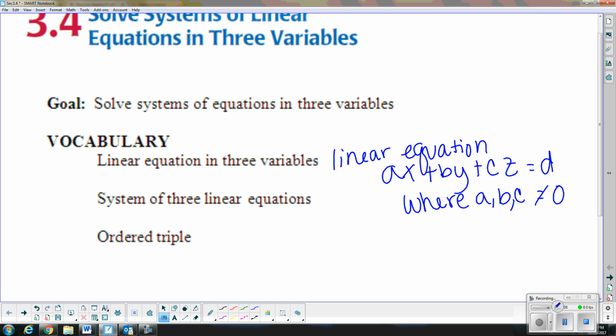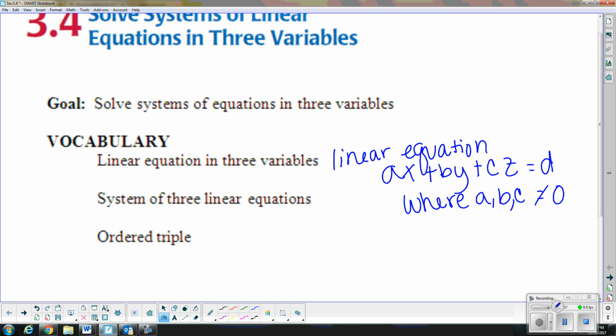As a general definition, we have to say they don't equal 0 because if one of these variables, a, for example, if a was 0, we would only have 2 variables. We would only have y and z because x wouldn't exist. It would be like 0x, which is 0. So we need to say that a, b, and c don't equal 0 just as our definition.